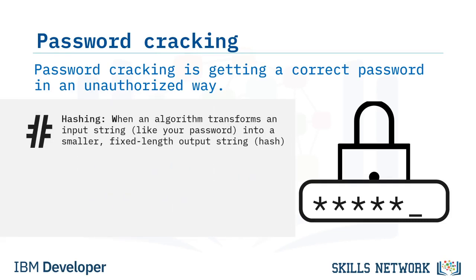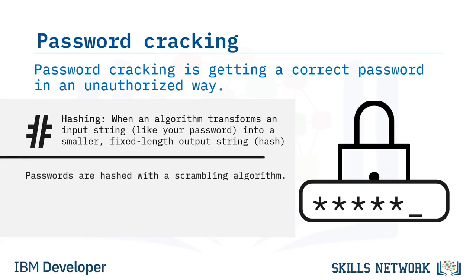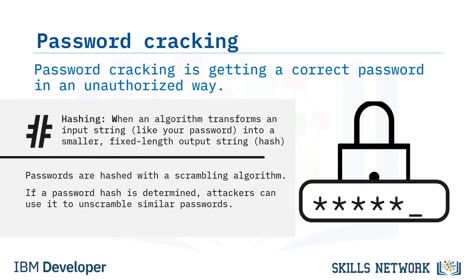Hashing is when an algorithm transforms an input string, like your password, into a smaller, fixed-length output string or hash that's saved to a file. A hash is like a digital fingerprint. Passwords are hashed with a scrambling algorithm. If a password hash is determined, attackers can use it to determine other passwords that were scrambled in the same way. That can be over 90% of unknown passwords in some cases.